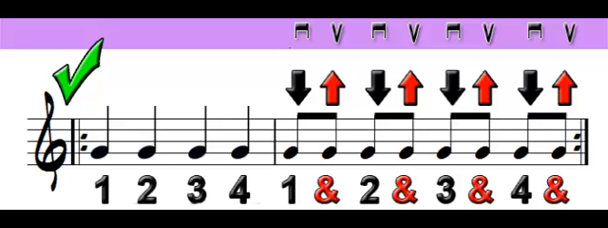Underneath the staff, you will see the count you will be using while playing this music. That's 1 and 2 and 3 and 4 and. The important thing here is that you alternate your down strokes with up strokes. Every time you're on a beat, you are saying the number of the beat, such as 1, 2, 3, 4, and you are picking down.